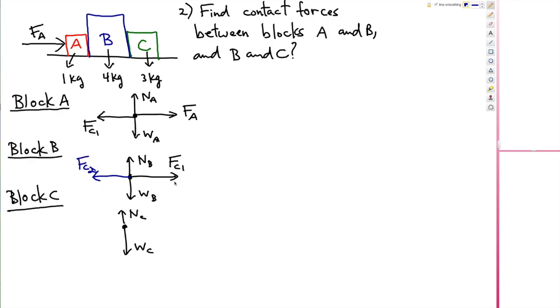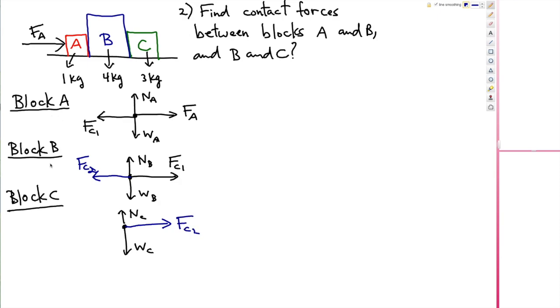Now again, just as I included the contact force between A and B, I also have to, if I'm looking at the free body diagram for block C, there's also a force that's pushing block C. Now it doesn't make sense to put the applied force over on this side. Okay. The force that is pushing block C is actually the contact force FC2.